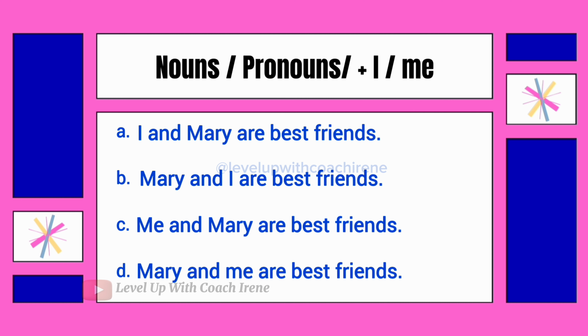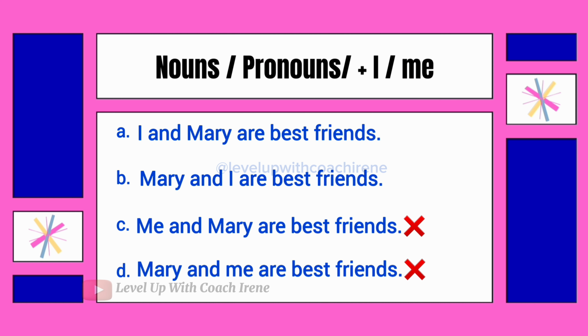In this sentence, we need a subject pronoun. We cannot use me as it is an object pronoun. The subject here is taking the action. So obviously, me is wrong. The first option is grammatically correct. However, the best way to say this is Mary and I are best friends.